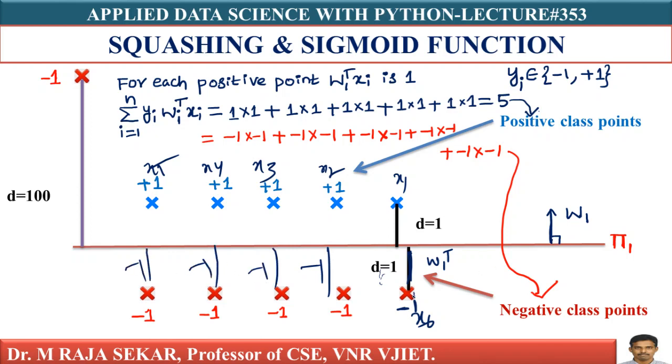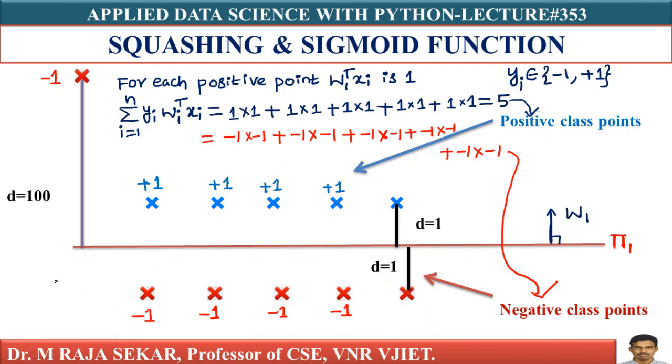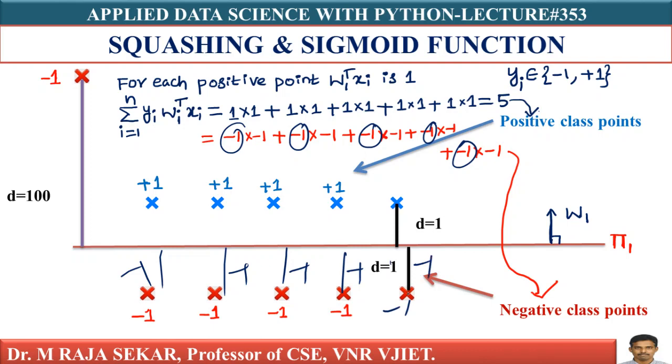What's the reason? These points are on the opposite side of this normal. W1 is on one side of the plane and all these negative points are on the other side of the plane. Therefore, since W1 is in the opposite direction of these points, that distance will be -1. Actual label of each point is -1, and again these distances are -1. This is W transpose xi, where W means W1 transpose and xi means all these points. You will get -1, -1, and here also -1.